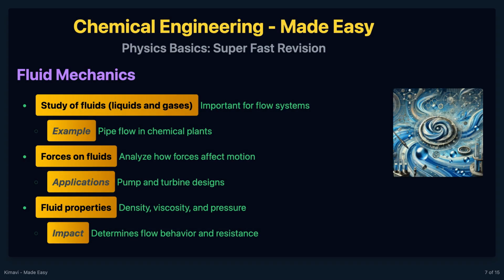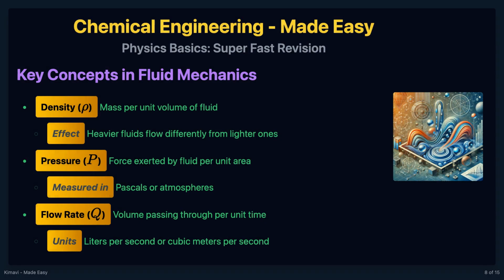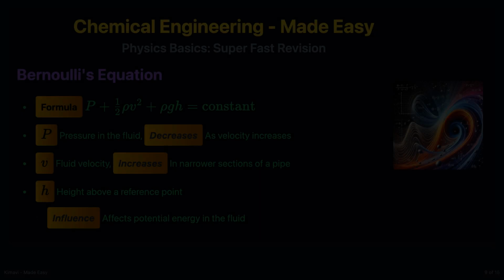Fluid mechanics is the study of fluids, which include liquids and gases, and the forces on them. It is essential for designing equipment like pumps, pipes, and reactors. Key concepts in fluid mechanics include density, denoted by ρ, which is the mass per unit volume of the fluid, pressure, represented as P, which measures the force exerted by a fluid per unit area, and flow rate, Q, which is the volume of fluid passing through a section per unit time.